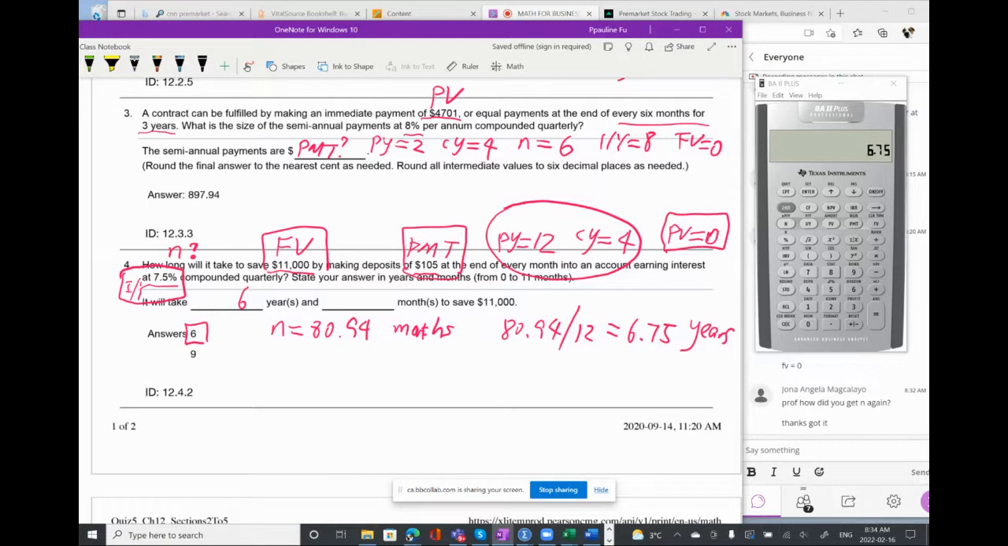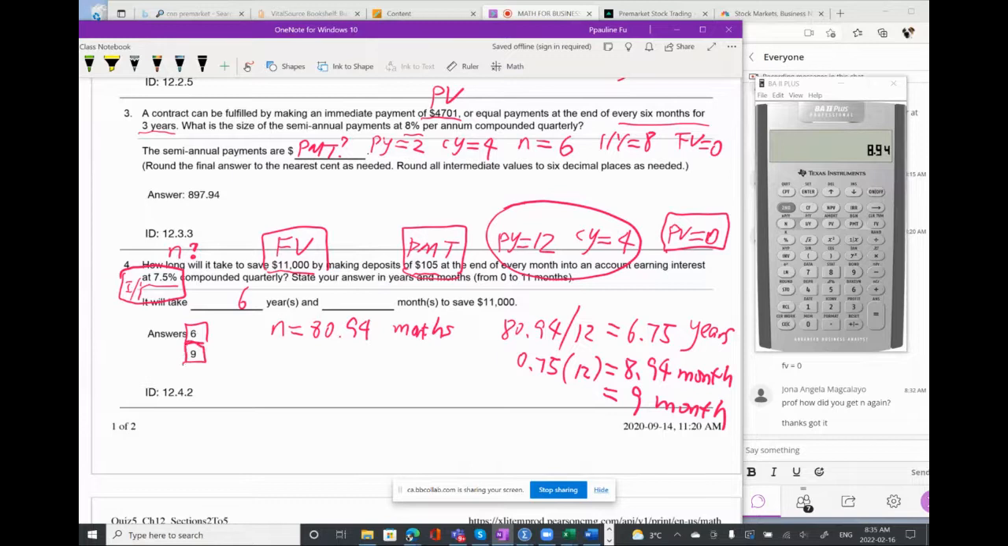And then how do we calculate the months? There are 2 ways to calculate the months. One is 1 year has 12 months. If you subtract 6, you get 0.75 years, and then times 12, you get 8.94 months. So use 0.75 times 12, you got 8.94 months. This unit is months. And this is round up, you get 9 months.